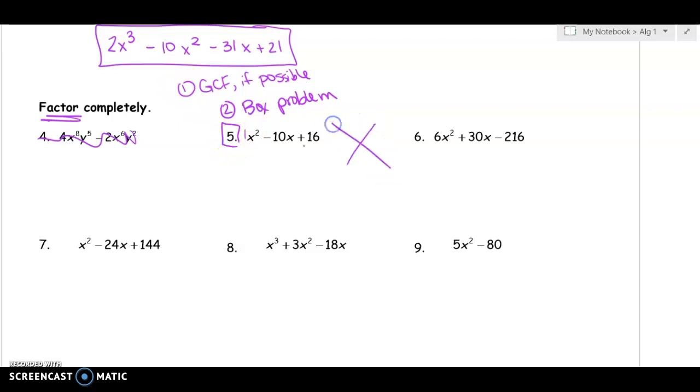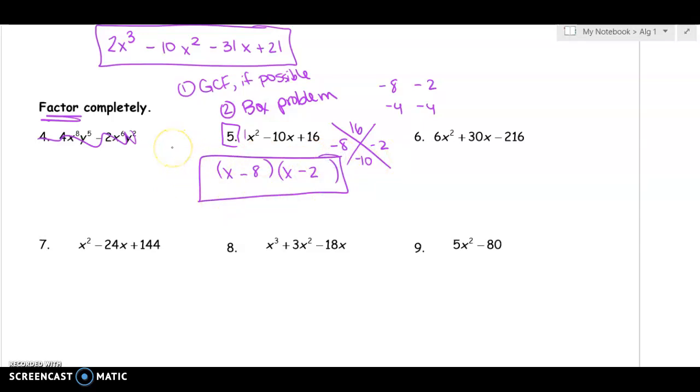Box problem. That we can do. It's got to multiply to be 16 and add to be negative 10. Because it has to multiply to be positive but add to be negative, you're going to have to think of numbers that multiply to be 16 that are negative. So like negative 8 and negative 2, negative 4 and negative 4. Negative 8 and negative 2 are what's going to add to be negative 10. Once you have those, you write 2 sets of parentheses. X goes in the front of both. It's a negative 8, so minus 8. Negative 2 is a minus 2. And that's it. Stop there. Don't solve.